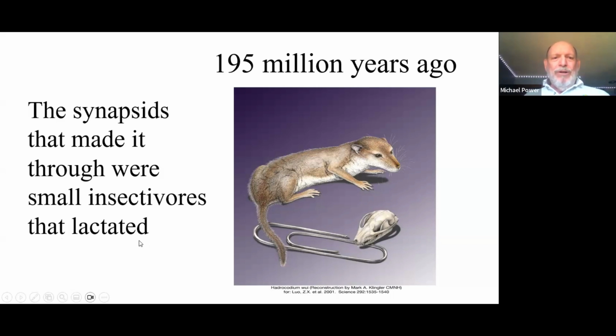But we're pretty much sure that it lactated. Now we're never going to know what proportion of synapsids lactated. All right, at least one lineage of synapsids lactated. I suspect it's very highly unlikely that all of them did. I don't think Dimetrodon lactated, but the only ones that got through that extinction event and managed to make it to now were the lactating lineage. All right, and that just implies to me how important and how advantageous lactation was as an adaptive advantage.